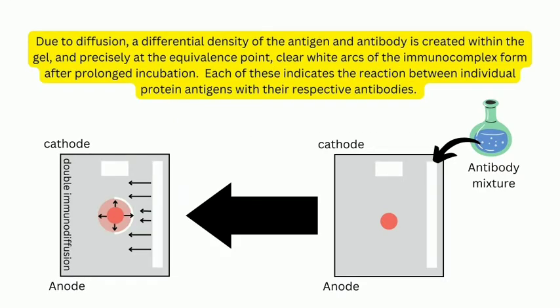When left undisturbed in a humid chamber, these antibodies diffuse laterally to meet diffusing antigens. Due to diffusion, a differential density of the antigen and antibody is created within the gel, and precisely at the equivalence point, clear white arcs of the immune complex form after prolonged incubation. Each of these indicates the reaction between the individual protein antigens with the respective antibodies.